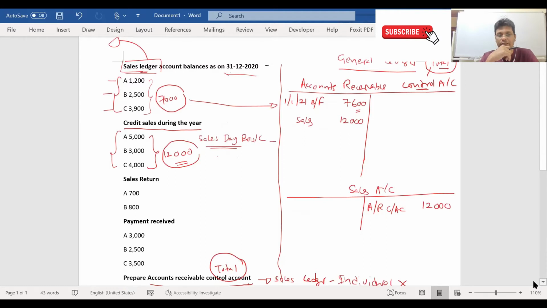How do you record this? How much is to be recorded and where do you record it? Sales return, how much to be recorded? Can anyone tell me, either Samira or Shenara? 1,500. Please remember, you have to take the total 1,500 because you are supposed to record the transactions in the control account. Control account means the total account. So 1,500 is the sales return.